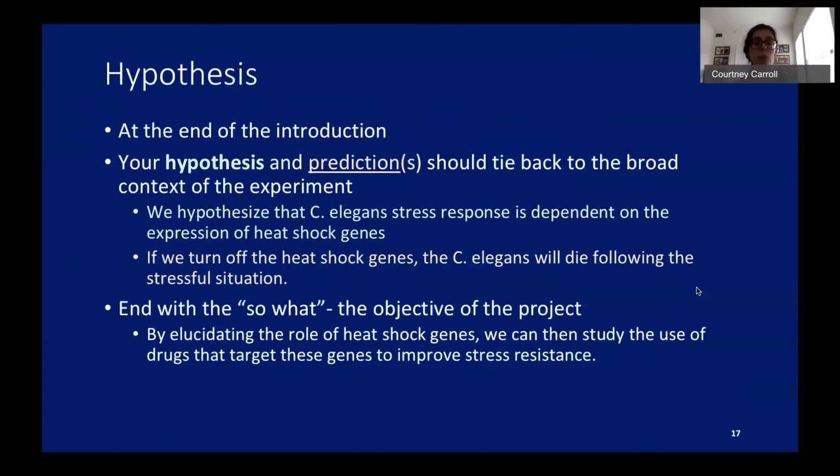And you want to end with the so what, the objective. Why is this important? By elucidating the role of heat shock genes, we can then study the use of drugs that target these genes to improve stress resistance. So hypothesis, prediction, and then the so what, the objective. And that all happens at the very end of your introduction.